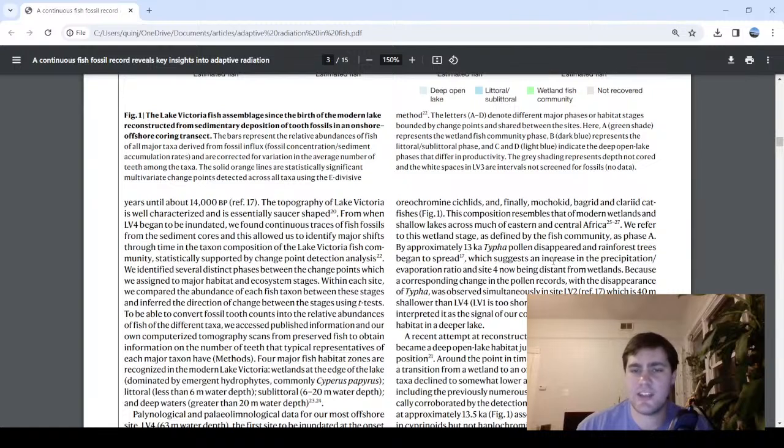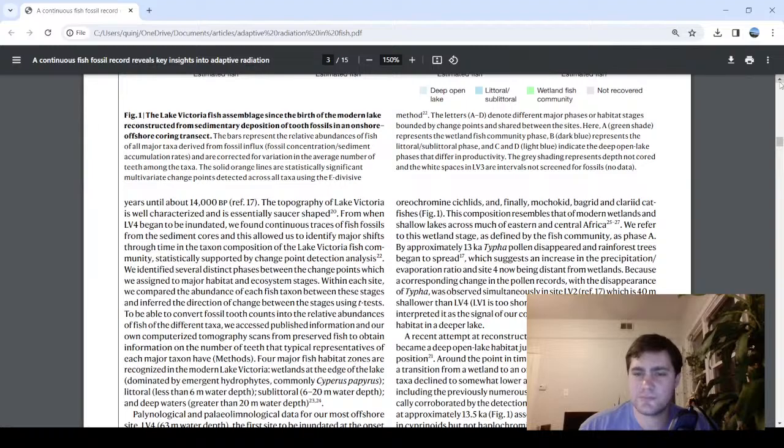By approximately 13 Ka, typha pollen disappeared and rainforest trees began to spread, which suggests an increase in the precipitation/evaporation ratio, and Site 4 was now distant from the wetlands, according to a corresponding change in pollen records. The disappearance of typha was observed simultaneously in Site LV2, which is 40 meters shallower than LV4. We interpreted it as a signal of our coring sites transitioning to offshore habitat in a deeper lake.